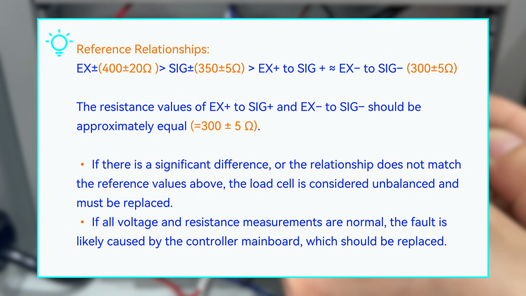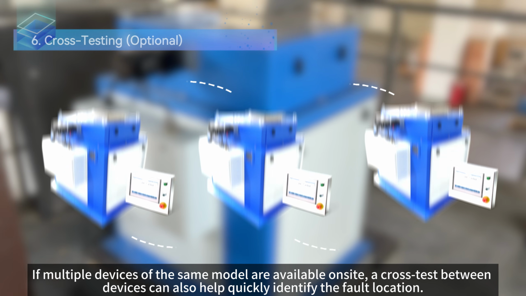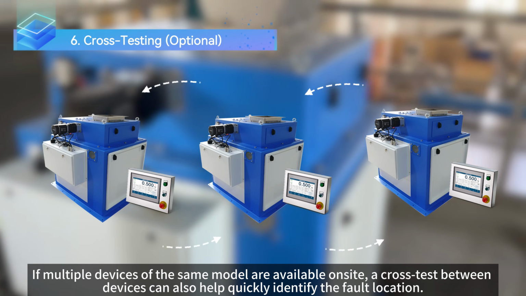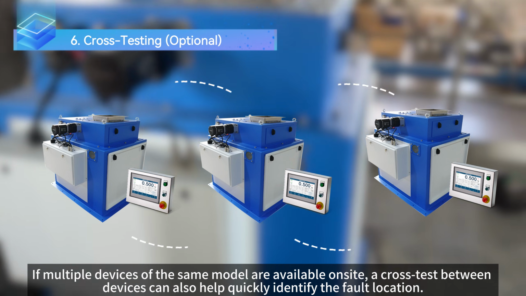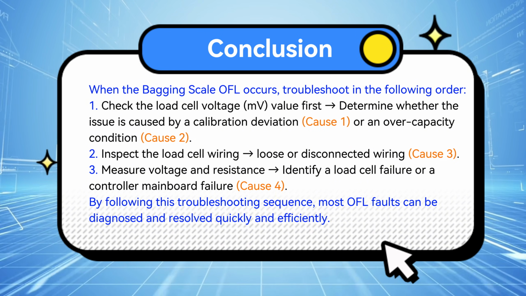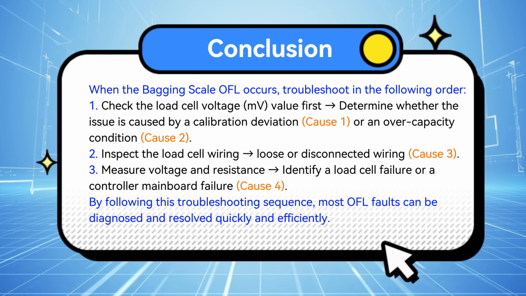If all voltage and resistance measurements are normal, the fault is likely caused by the controller mainboard, which should be replaced. If multiple devices of the same model are available on site, a cross-test between devices can also help quickly identify the fault location. By following this troubleshooting sequence, most OFL faults can be diagnosed and resolved quickly and efficiently.